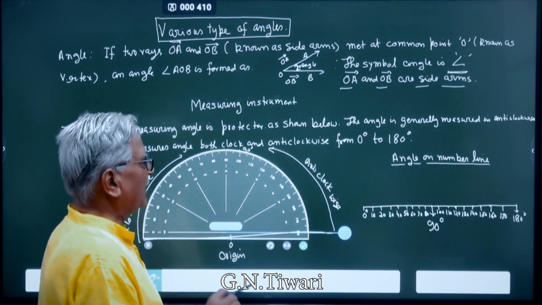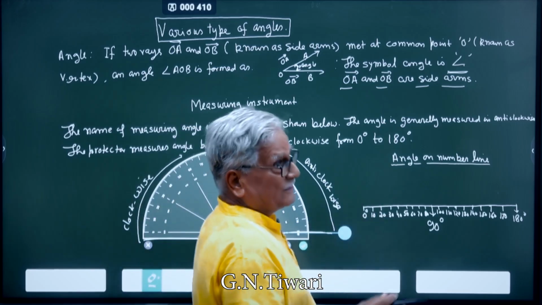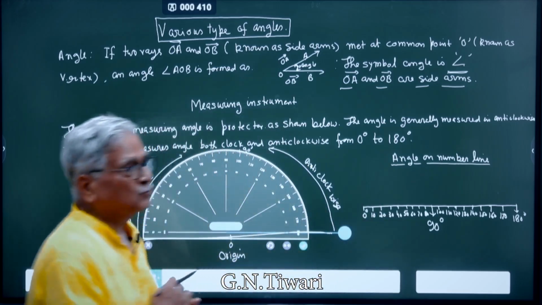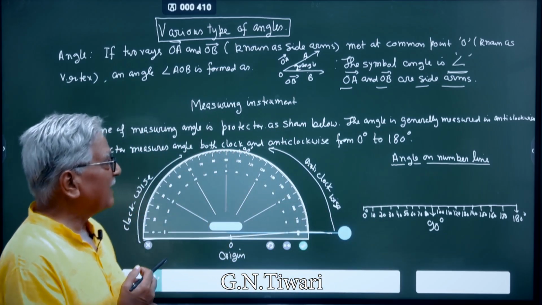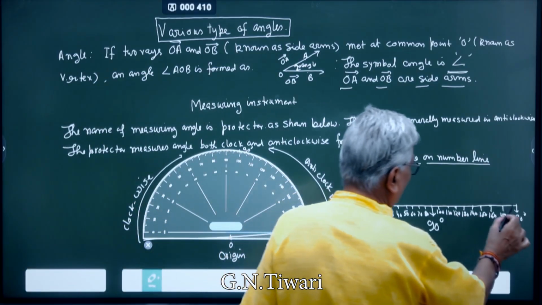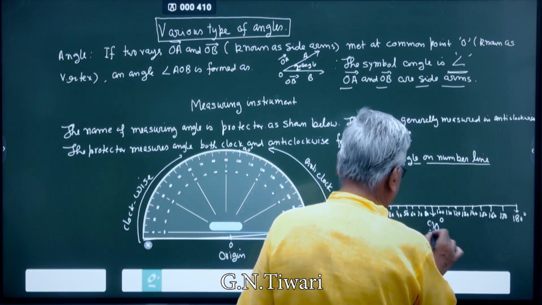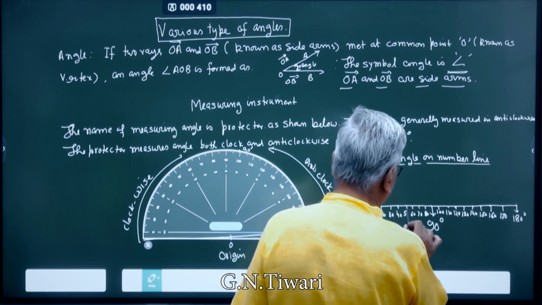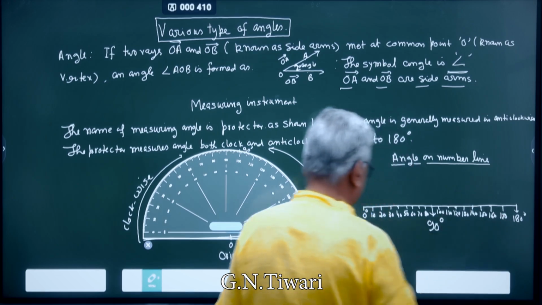Now see here, the number line. Suppose one asks you to draw the angle number line. So this is how you can go from 0 to 180, in between 10, 20, 30, 40, 50, 60, 70, 80, 90, up to 180.